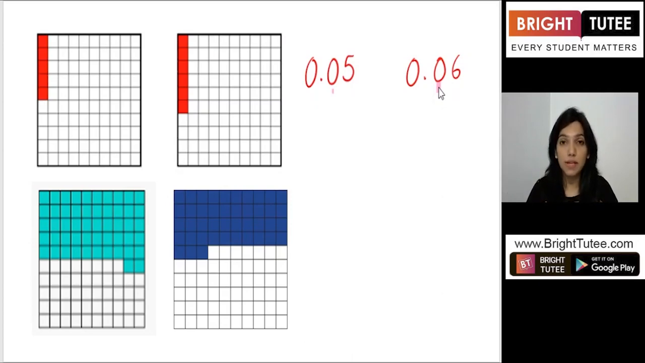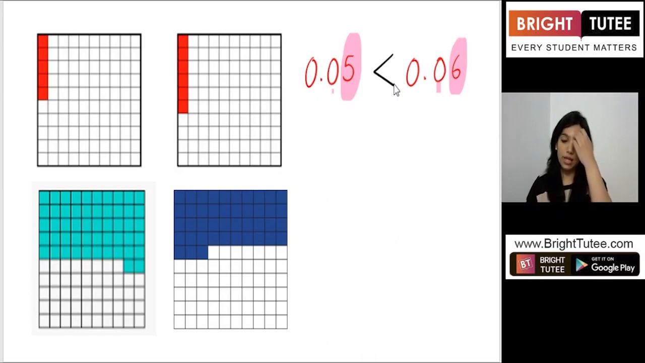After the tens place, we have got the hundredths place. So at the hundredths place, what do you see? Here we see a 5 and here we see a 6. Am I right? Now compare the two numbers. Which one is greater? Clearly 6 is greater than 5. Therefore 0.06 is a greater decimal number compared to 0.05. Clear?